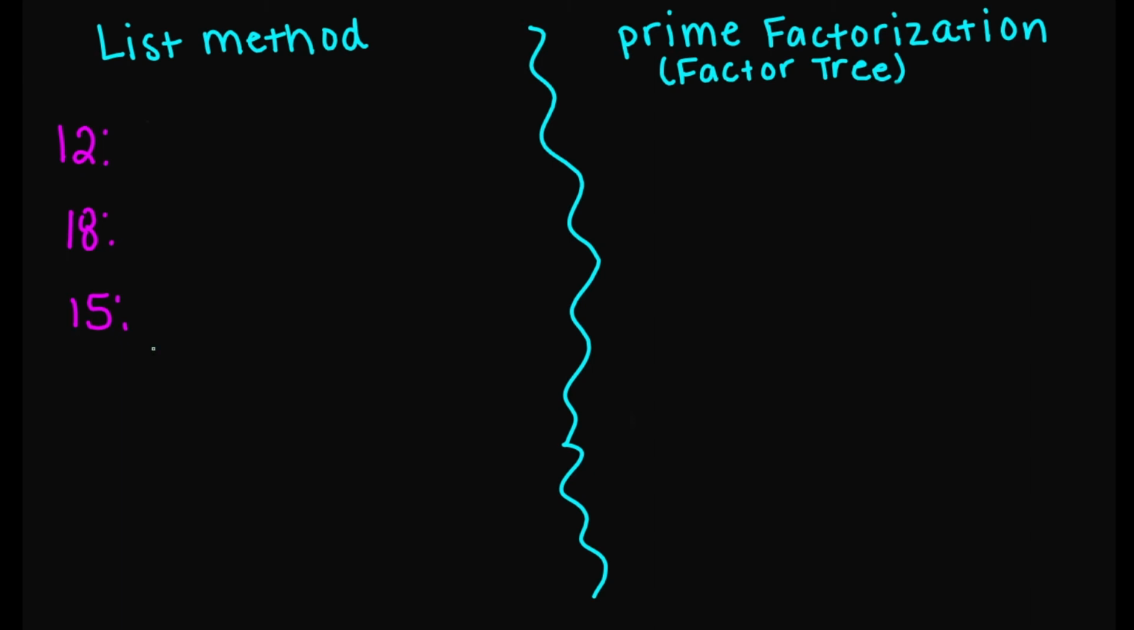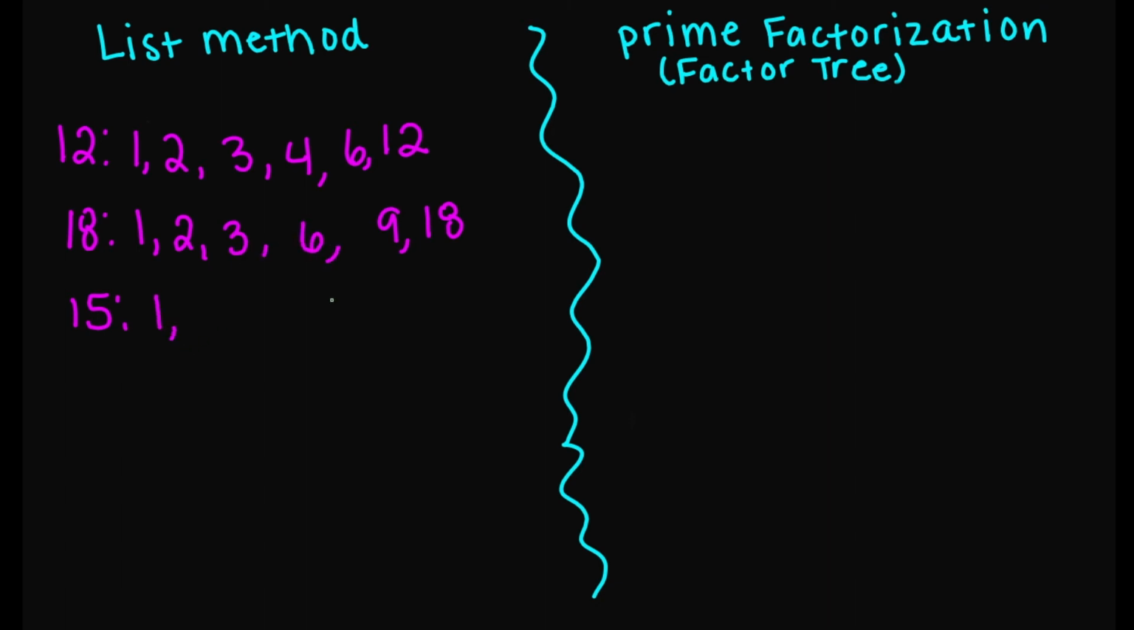This time we need to find a common factor in all 3 numbers. So let's go ahead and list the factors for 12. We have 1 times 12, we have 2 times 6, and then we have 3 times 4. For 18, we have 1 times 18, 2 times 9, and then we have 3 times 6. For 15, we have 1 times 15, and then we have 3 times 5. The common factor, the largest common factor that all 3 numbers share is going to be the number 3.